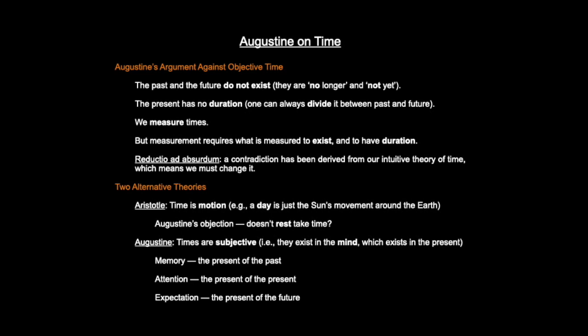But there's also decay. Get an apple from the tree, you leave it out, and it will go ripe and then rotten. That's change, right? Aristotle basically says, look, time is motion. And crucially, he thinks of this in terms of the ideal motion of the planets. So a day is just the movement of the sun.